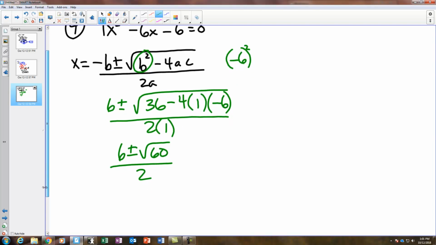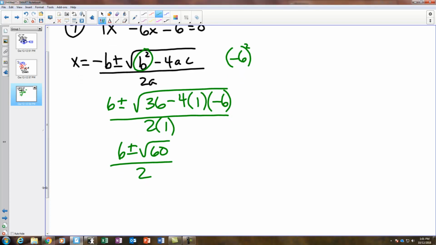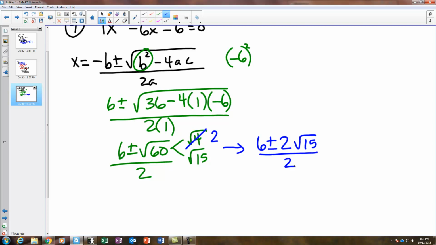Now sometimes the problem stops right here. It just depends on this square root. If we look at the root of 60 and we're looking for those perfect squares, I know that 4 goes into 60 15 times. And because 4 has a square root of 2, this problem can be written as 6 plus or minus 2 root 15 all over 2.